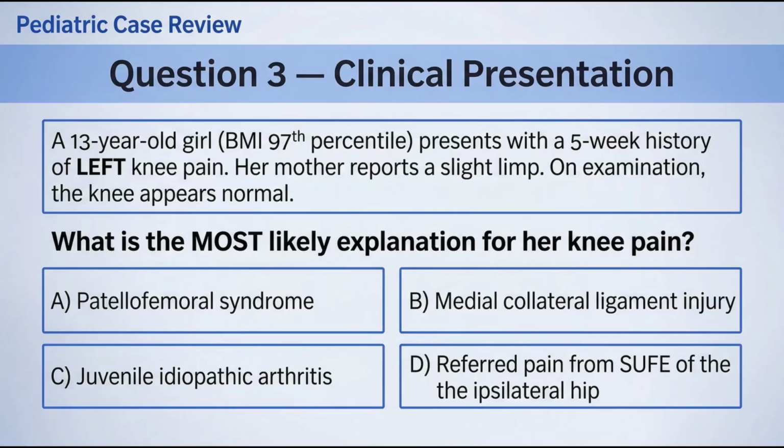Case 3. A 13-year-old girl with a body mass index at the 97th percentile presents with a 5-week history of left knee pain. Her mother reports a slight limp. On examination, the knee appears entirely normal. What is the most likely explanation for her knee pain? Option A. Patellofemoral syndrome. Option B. Medial collateral ligament injury. Option C. Juvenile idiopathic arthritis. Option D. Referred pain from slipped upper femoral epiphysis of the ipsilateral hip.